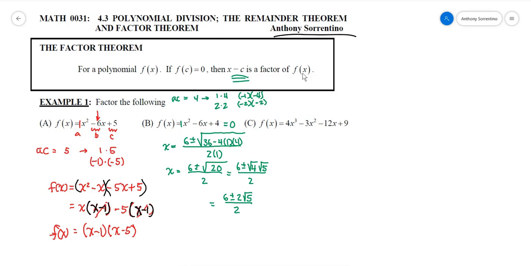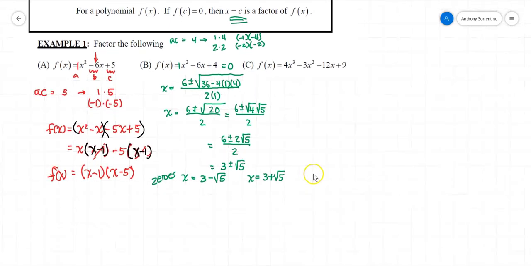And if I divide by 2, remembering to distribute, I'm going to have 3 plus or minus the square root of 5 as my zeros. So my zeros are x equals 3 minus the square root of 5, and x equals 3 plus the square root of 5. Those are my zeros. Which means to find factors that would give me the x squared minus 6x plus 4, and let me scooch this up a little bit, all I really have to do is slap some x minuses in front of them.